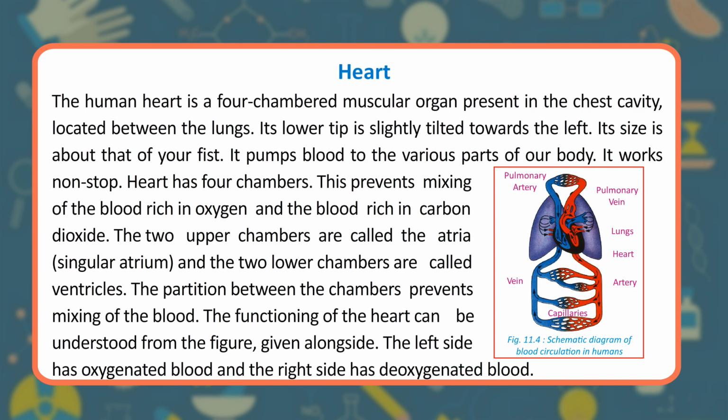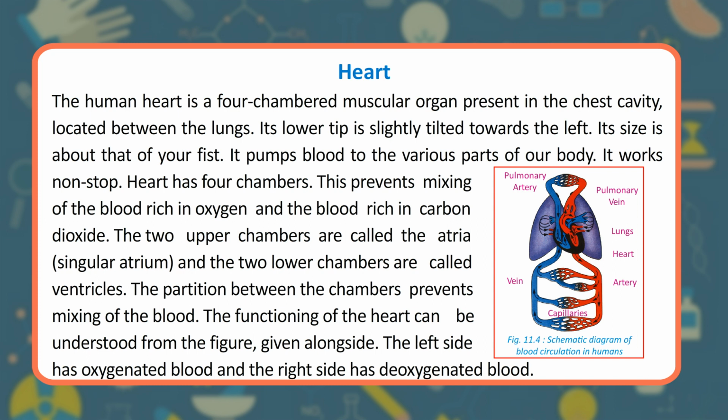Heart. The human heart is a 4-chambered muscular organ present in the chest cavity, located between the lungs. Its lower tip is slightly tilted towards the left. Its size is about that of your fist. It pumps blood to the various parts of our body. It works non-stop.